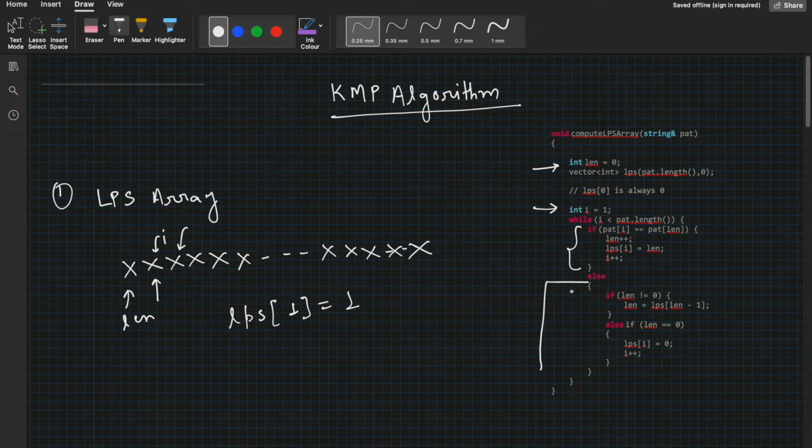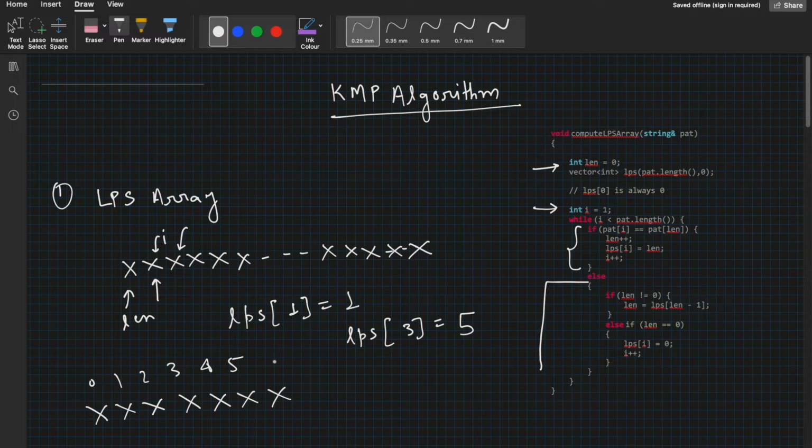And before I move on, I'll just briefly touch upon what LPS is and what it means if I say LPS of some I, let's say 3, equals 5. What does this value 5 mean? Okay, so let's say there is a string, something like this, right? And so this is index 0 1 2 3 4 5 6.